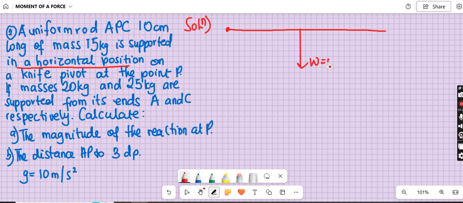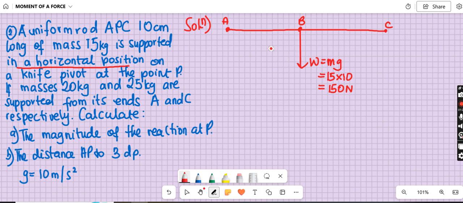We know that W is equal to mg. So in this case, we have our mass of 15 times our acceleration due to gravity, 10. And this should be 150 Newton, right at the center of the rod. So let's call this A, B, C, and B is the center.